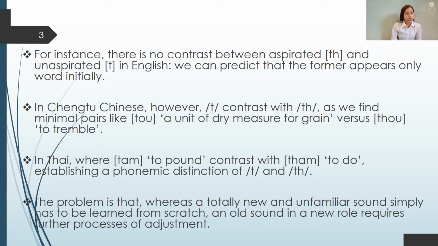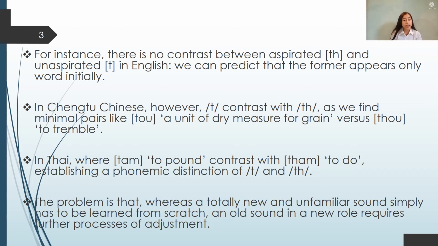For example, in Chengdu Chinese, however, T contrasts with Th, as we find minimal pairs like toe, which means a unit of dry measure for grain, versus tho, which means to tremble. The same is true in Thai, where tam, which means to pound, contrasts with tham, which means to do, establishing a phonemic distinction of T and Th.